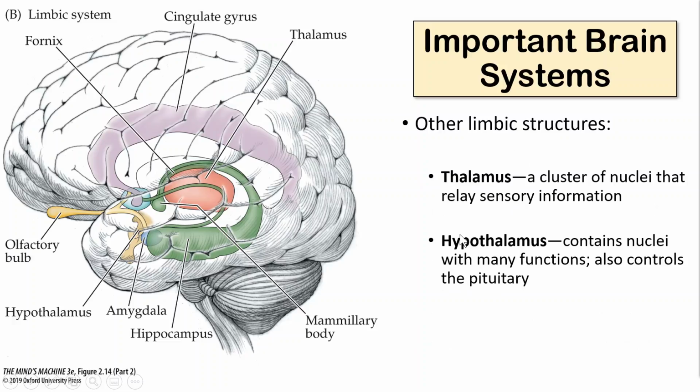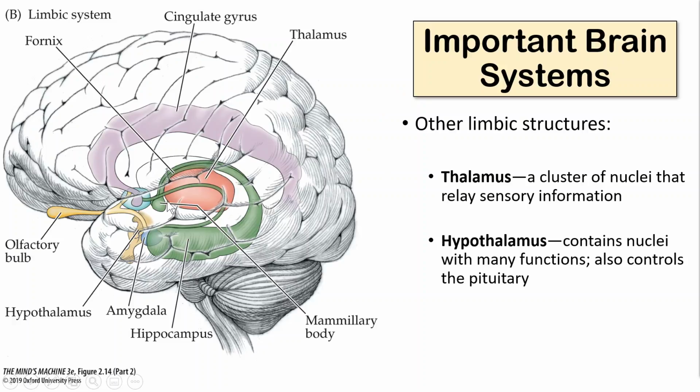Some associated regions I want to highlight: there's an egg-shaped group of nuclei in the brain called the thalamus. Now, the thalamus really acts as a relay center for incoming sensory information and outgoing motor information. So information will typically be processed through the thalamus before it reaches some cortical regions. And that's part of this larger system that we're talking about, the limbic region.